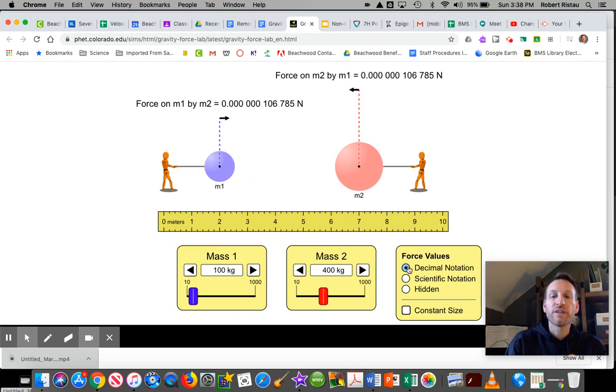Make sure that you have it set on decimal notation, because some of you might know scientific notation, but I'm not 100% sure everyone does, and we don't really have the time to go through it. The lab is going to tell you what to set the mass of each of the objects to. I'm not going to do that now. The biggest thing that I need to show you are these ginormous numbers that are up here.